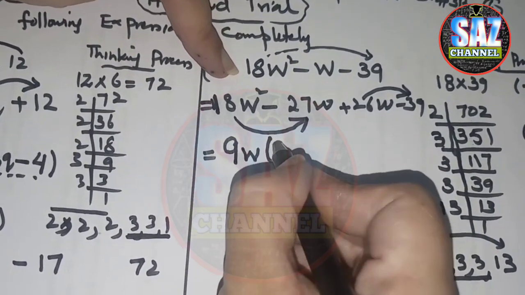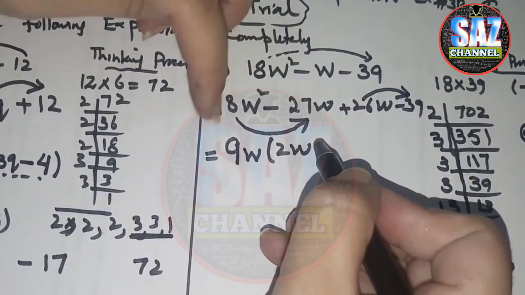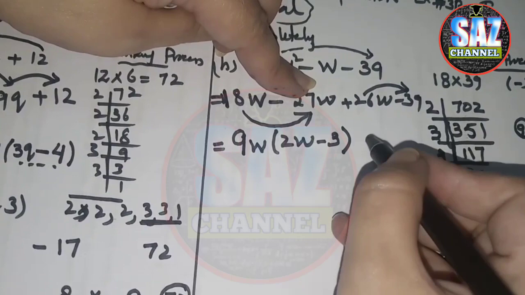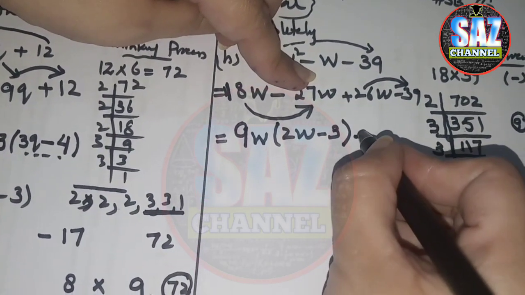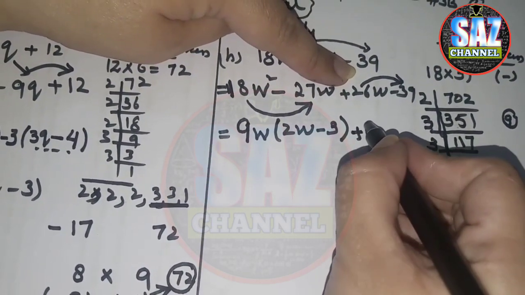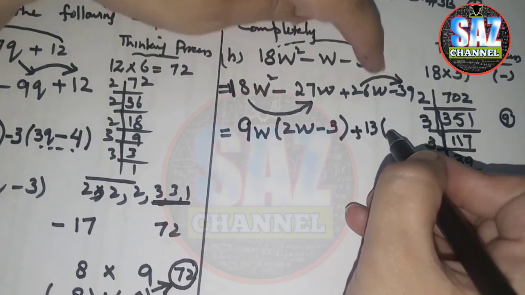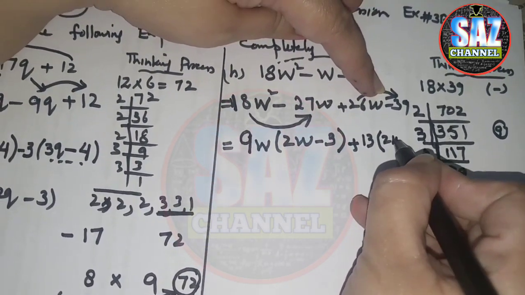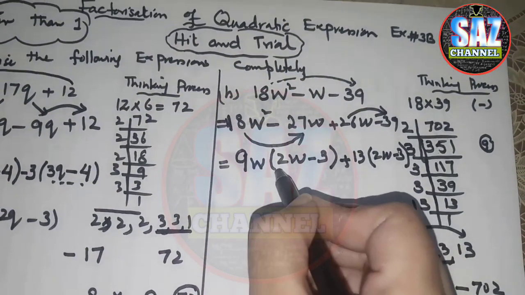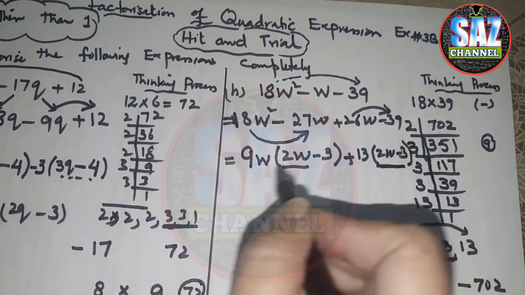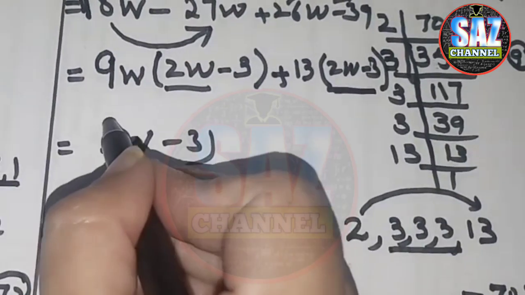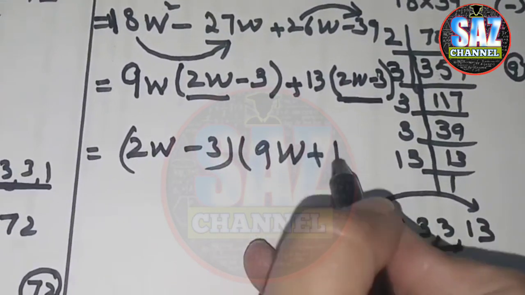Then I have to close the bracket: 2w, and from 27, 9 is out. So 9 how many times 27? 3, minus 3. Coming to the second part, I can see 26 and 39 both come in the table of 13, so I have to extract 13 here. And from the first part, I will be left with 2w minus 3. Now you can see that this group is common. I have to extract the common group out: 2w minus 3 and 9w plus 13.